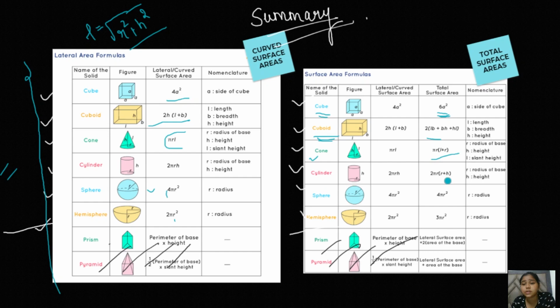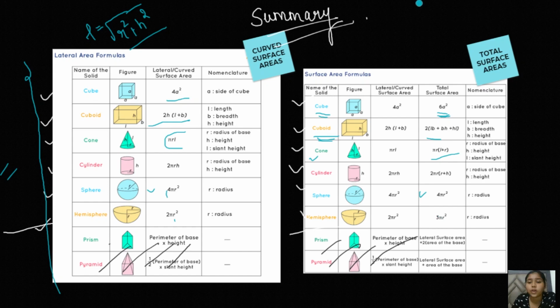Sphere, the total surface area and curved surface area are the same, like I told you. That is why the total surface area is 4 pi r square, where r is the radius of the base, and in case of hemisphere, the total surface area is 3 pi r square.